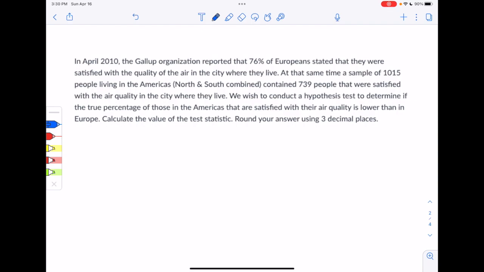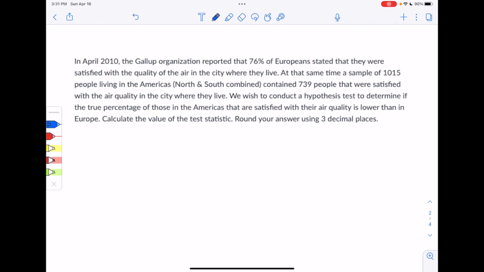All right, so even though in this one they're specifically asking us to calculate the value of the test stat, it's hard for me to show you that without doing the steps before, and people often have trouble with the steps after. So we're going to do the steps before and after and discuss those as we go through.